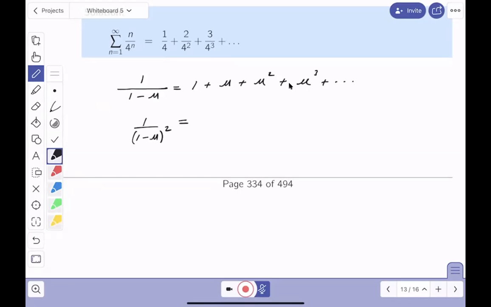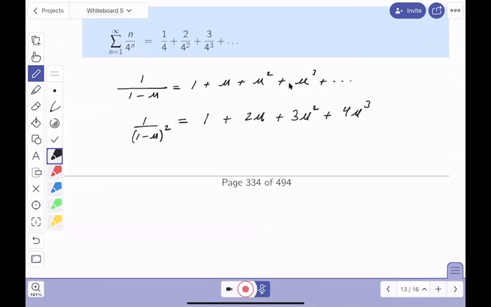Right? And what would that give me? By differentiating, you would get 1 plus 2u plus 3u squared plus, well, then you get 4u cubed, right?